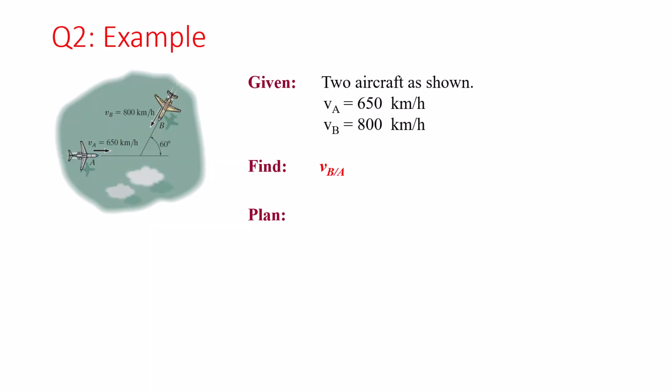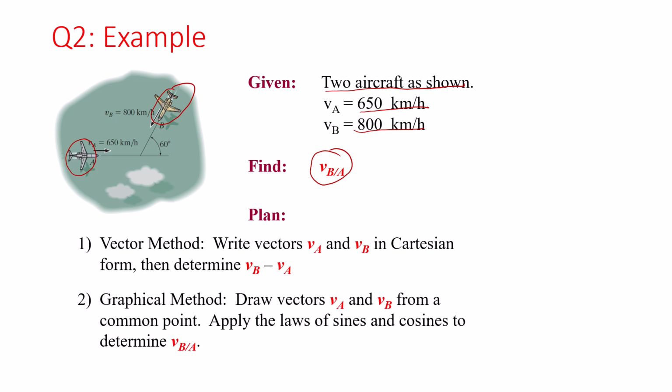Okay, so this is a problem which we want to solve. We have two aircraft as in the figure, aircraft A and aircraft B, and the magnitude of the velocity is given for both aircraft. We want to find the velocity of B with respect to A. That's what we want to find. Basically, VBA means we want the velocity of B, again a vector, minus A.